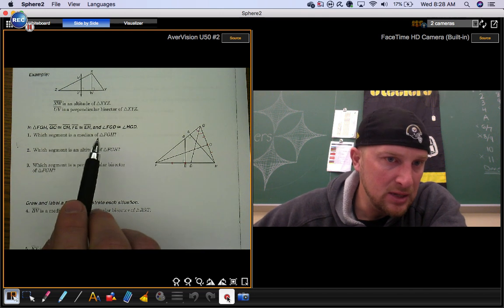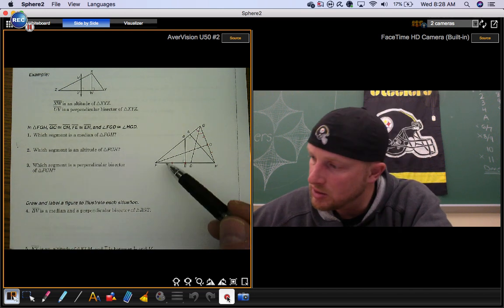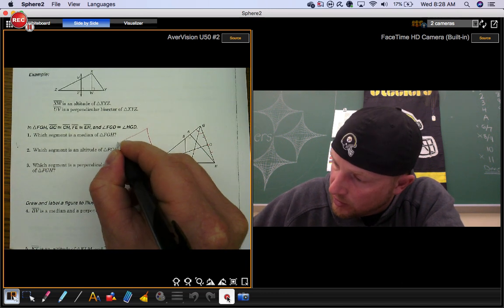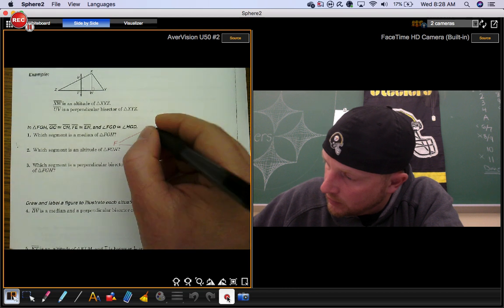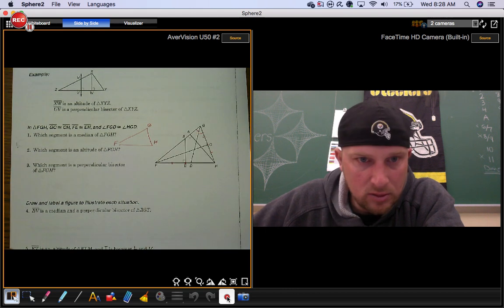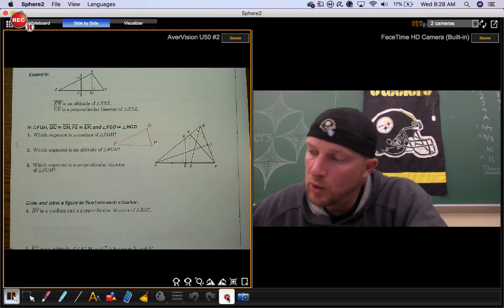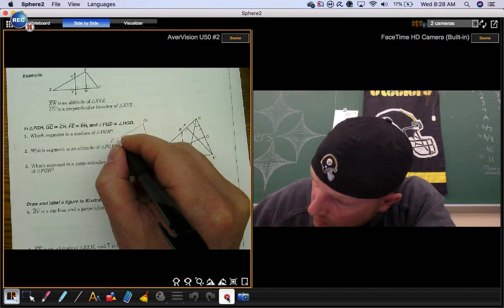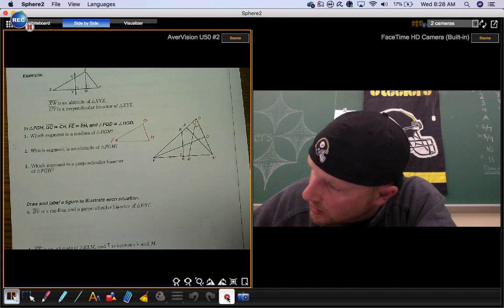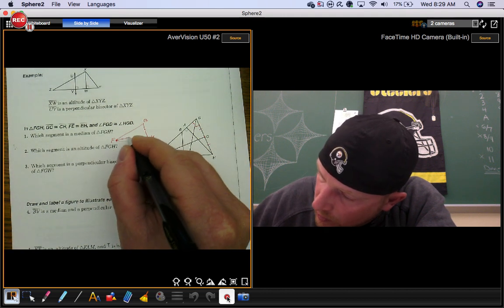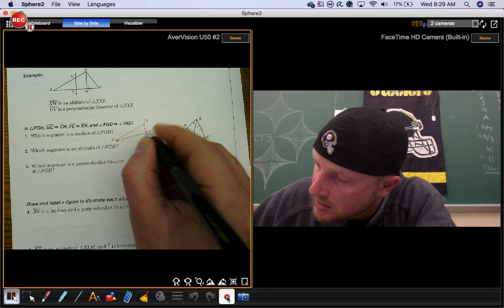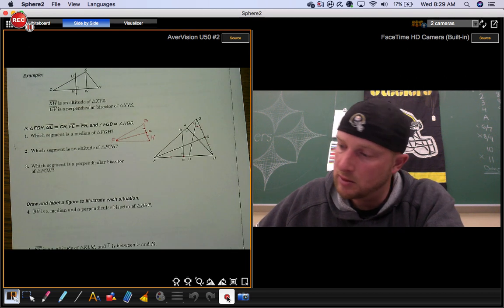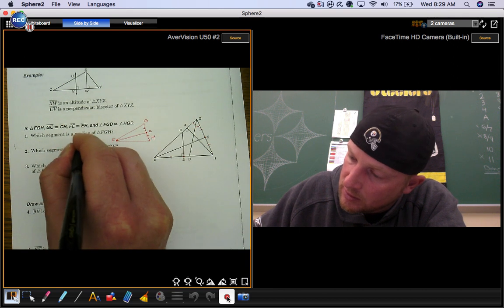Which segment is a median of triangle FGH? So here's triangle FGH. Again, if it helps you, you can redraw it. Now, where would you see a median on triangle FGH? Well, here's a segment that touches F, which is a vertex, and it also touches C, which is a midpoint. That's your median. So that would be segment FC.